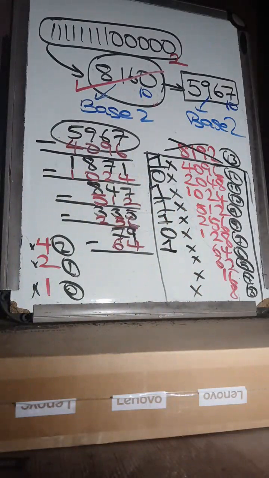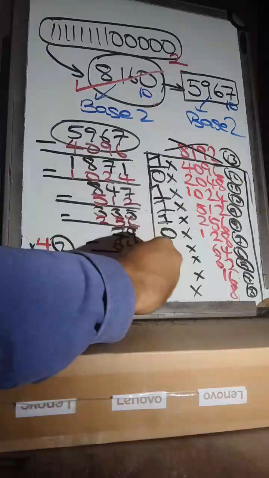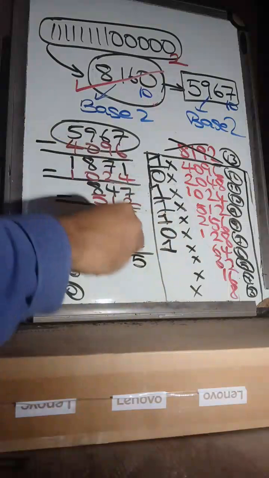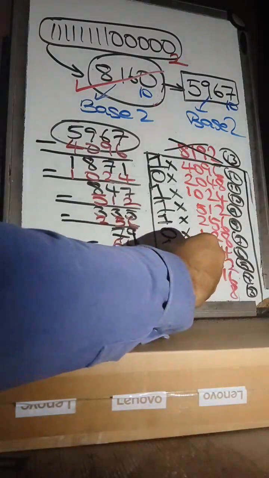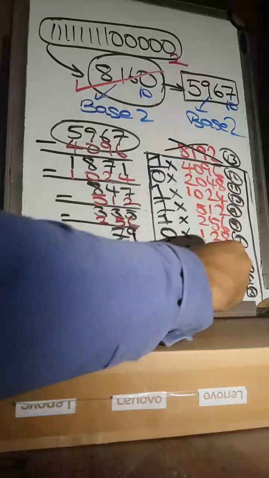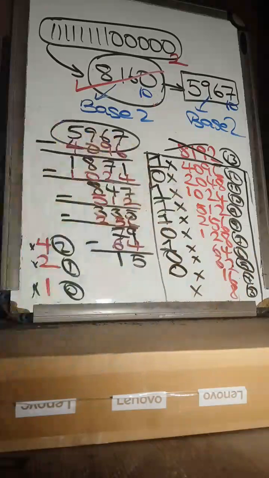9 minus 4, we have 5. 7 minus 6. So 79. So now we're not in a good spot. 15 is smaller than 32, so we can't use any amount of 32. And it's also smaller than 16, so we can't use that either.